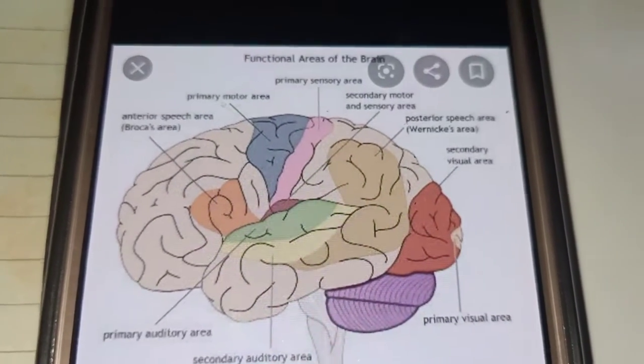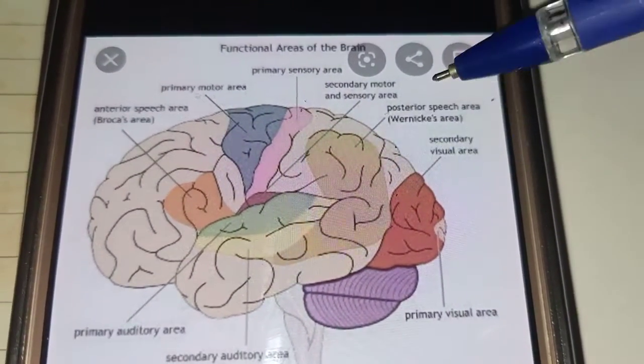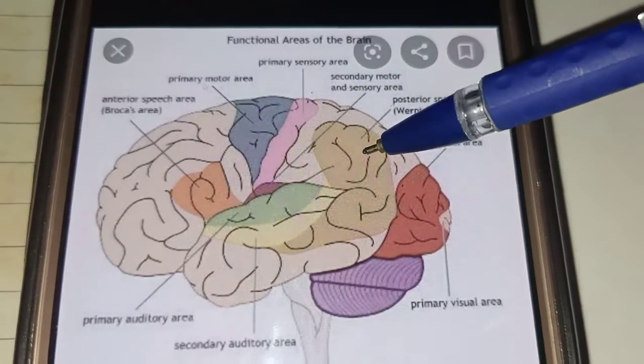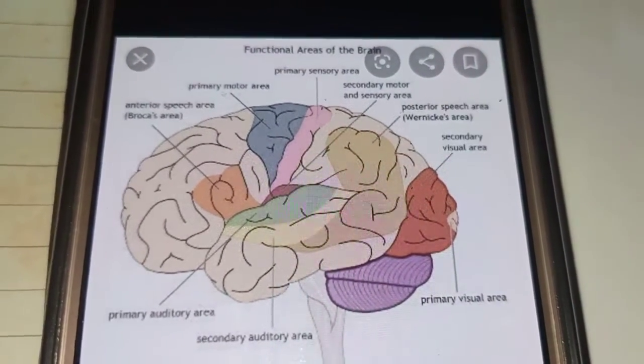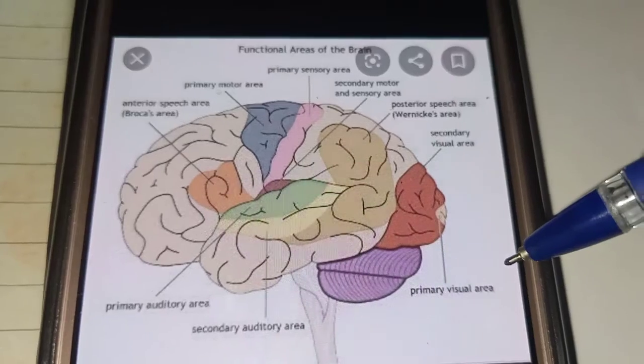Okay, then this is Wernicke's area. Yes, the posterior speech area. This is Wernicke's area. Okay, now there is also the olfactory area.